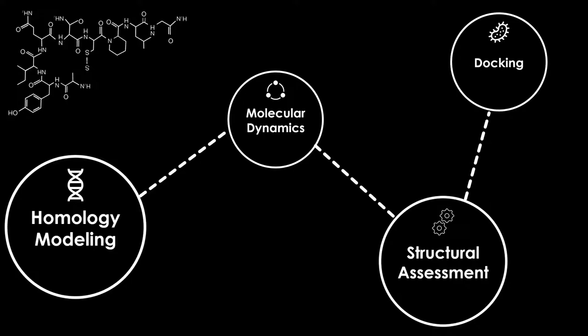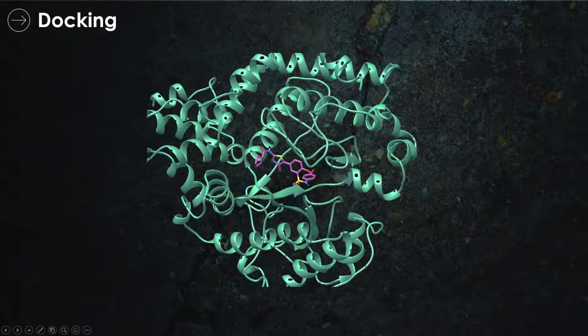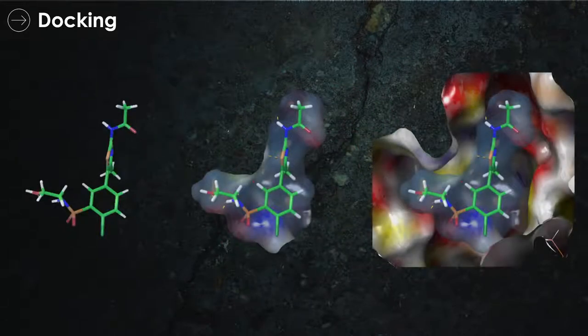Now that we have a successful homology model, thanks to the computational techniques that we have used, we can begin our journey of finding novel inhibitors by using a process called docking. Docking is a molecular technique that is used to predict how an enzyme interacts with ligands. Ligands can be molecules or atoms that form complexes with enzymes, and they serve a biological purpose of eliciting a response.